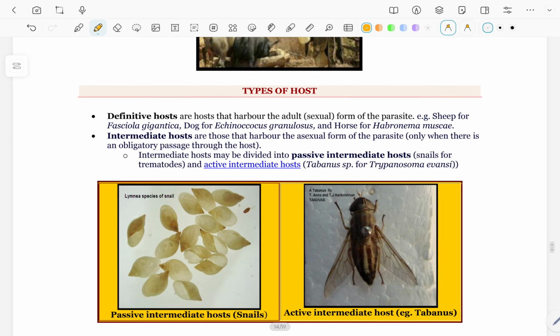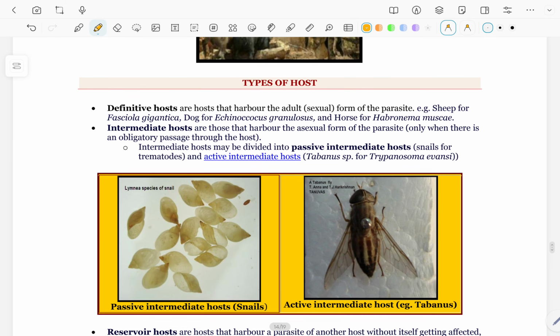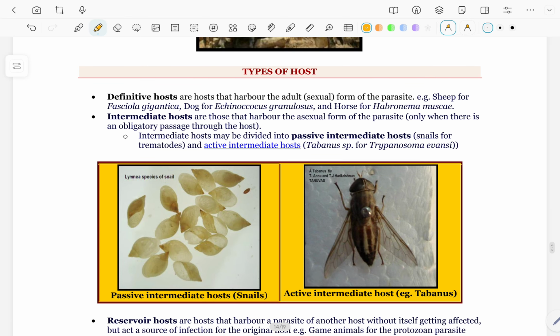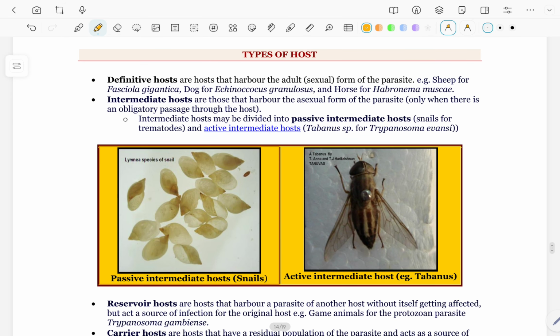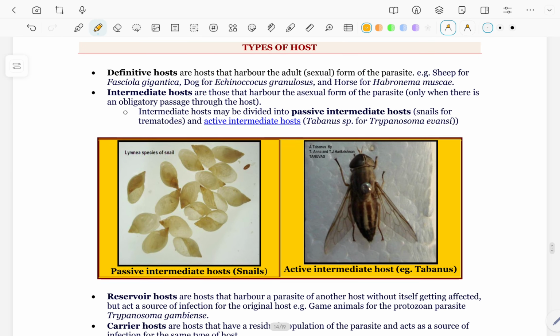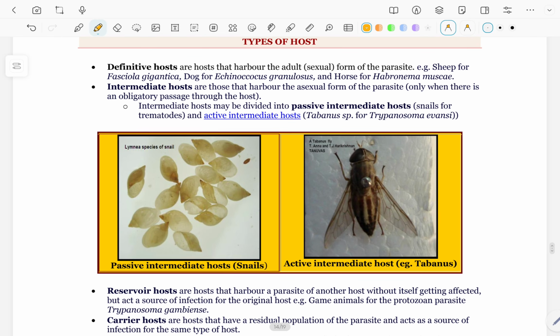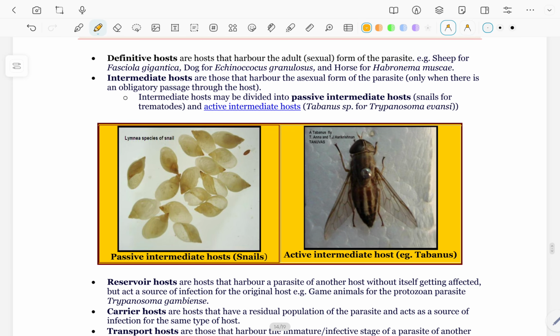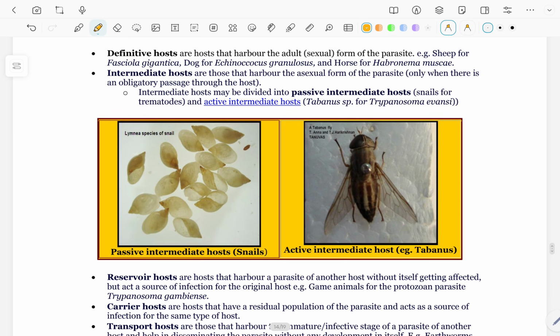Intermediate hosts are those that harbor the asexual form of the parasite, where there is an obligatory passage through the host. Intermediate hosts may be divided into passive intermediate hosts, such as snail for trematodes, and active intermediate hosts, such as Tabanus species for Trypanosoma evansi.